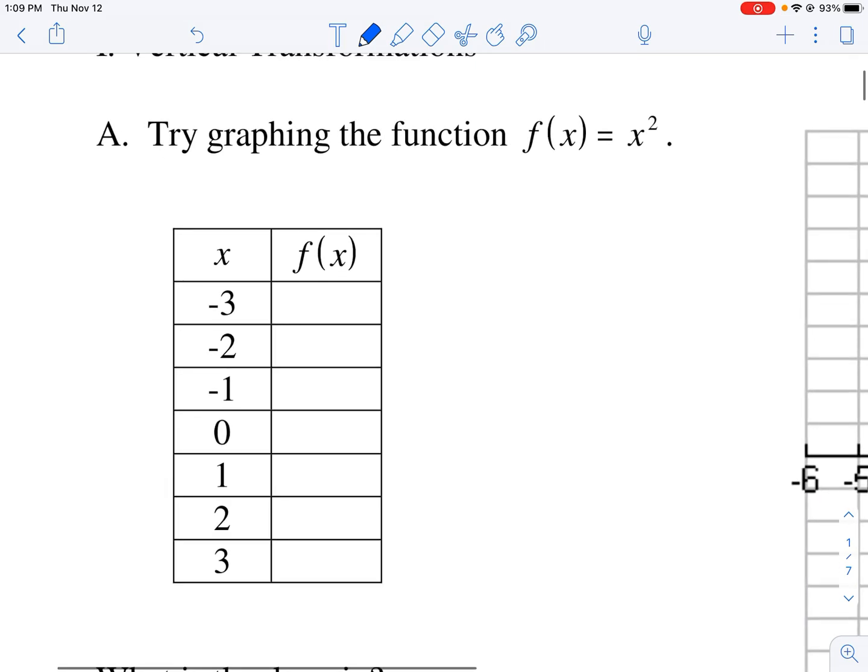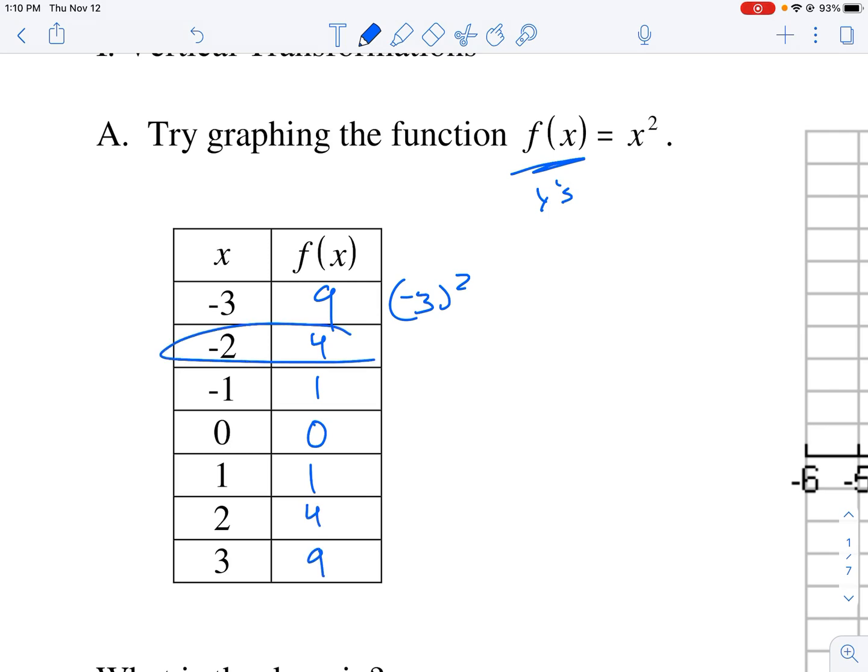So first up, we're going to try graphing the function f of x equals x squared. And what that means is the y value, remember these are y's, is just equal to whatever the x is squared. And so here, if you do negative 3 squared, you're going to get 9. Because negative 3 times negative 3 is positive 9. And then negative 2 squared is 4, negative 1 squared is 1, 0 squared is 0, 1 squared is 1, 2 squared is 4, and 3 squared is 9.